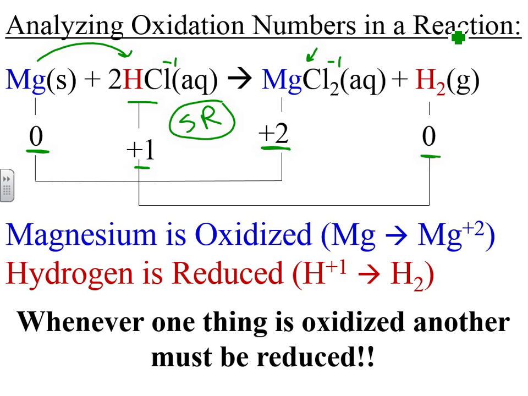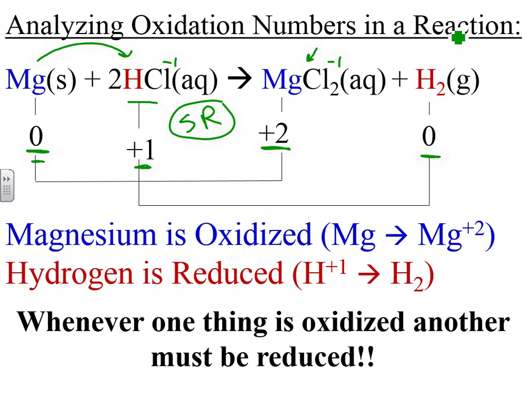In this case, magnesium goes up in charge. Remember, we said that going up in charge is actually oxidation, the definition of oxidation. Hydrogen goes down in charge from +1 down to 0, and that is called reduction. Now, anytime you have an oxidation-reduction reaction like this, one substance will be oxidized, another will be reduced.